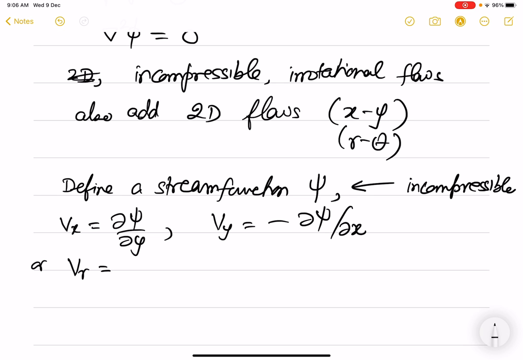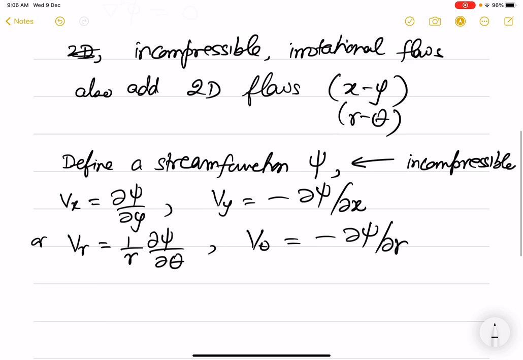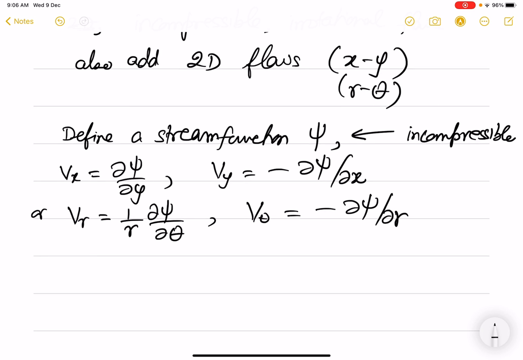Or alternatively, when I look at it in r theta coordinates, then Vr is equal to 1 over r partial psi by partial theta, and V theta is equal to minus partial psi by partial r. So this exists when the flow is incompressible and two-dimensional, and continuity equation is automatically satisfied.